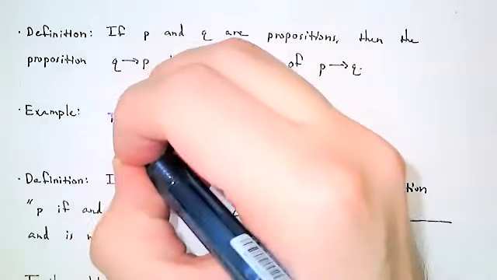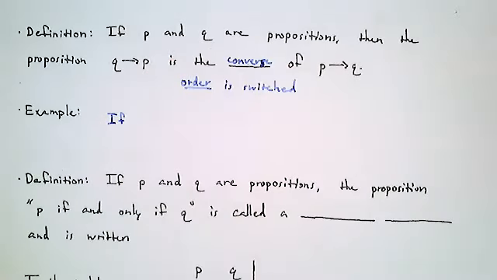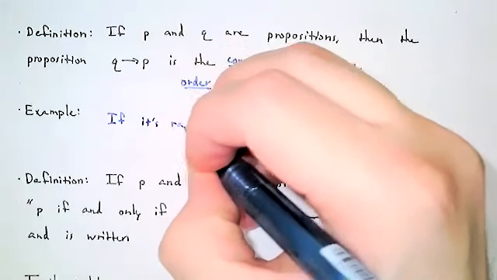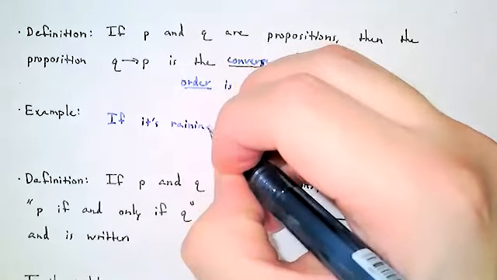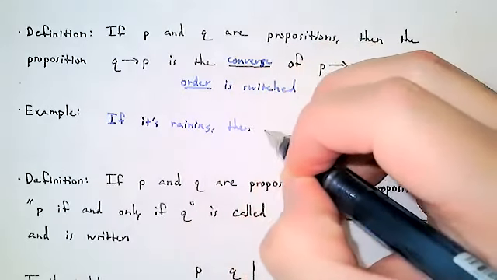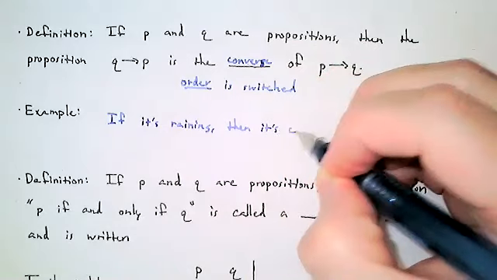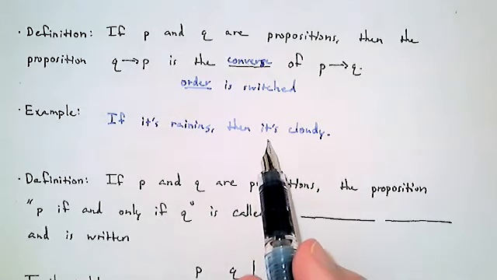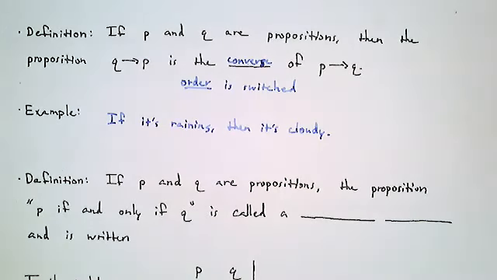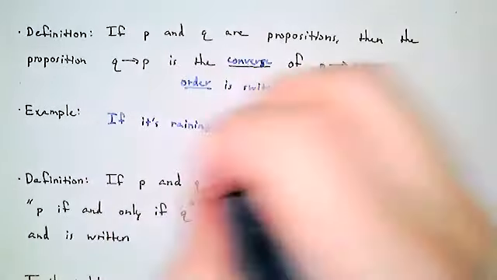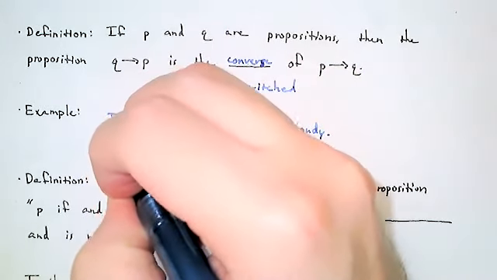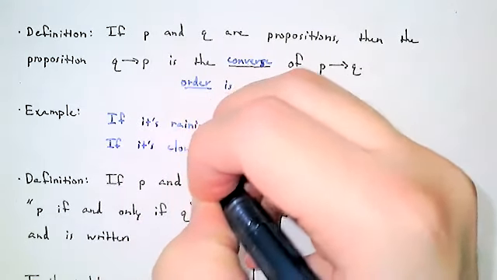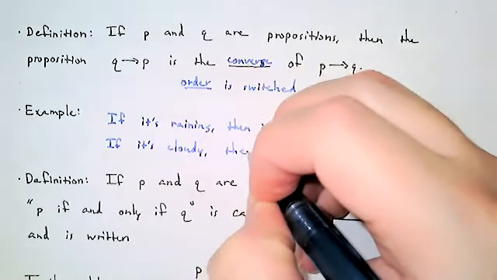And just as a silly little example, here's something that you could say. If it's raining, then it's cloudy. I think we can all agree on that statement. If there's rain falling, then surely there must be a cloud over you. But if I switch the order, we might not agree with it. If it's cloudy, then it's raining.